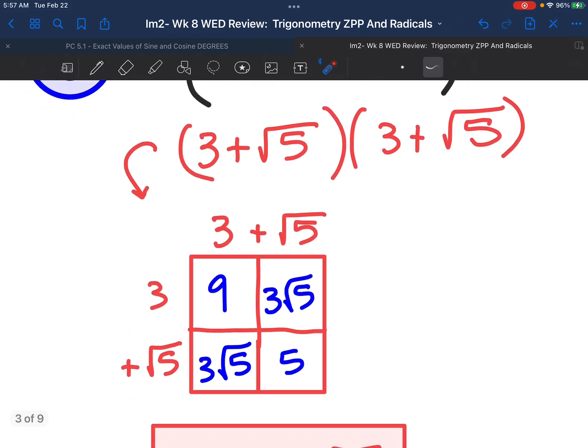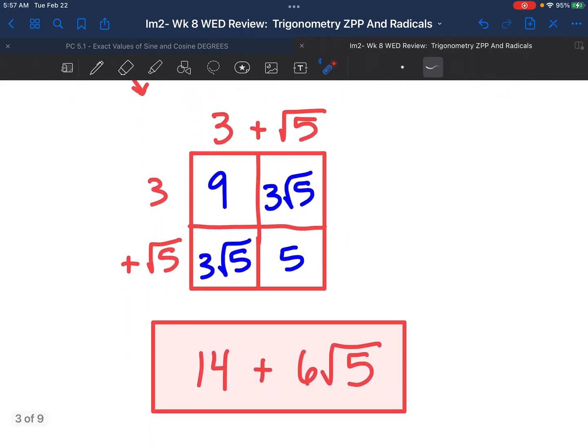radical should disappear there. So notice our like terms are right here. This is 14, right? And this guy should be 6 root 5. Okay, 14 plus 6 root 5.